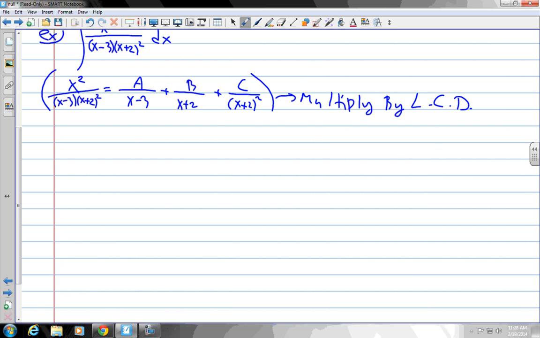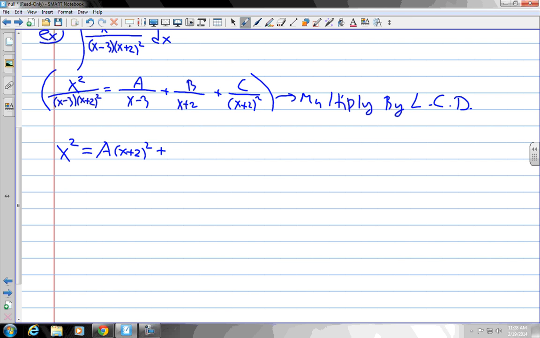So if I do that, everything cancels on the left, just left with x squared. Is that okay? Can we do this mentally? What happens when you multiply a over x minus 3 by the LCD? The LCD squared, right? x minus 3 will cancel. You'll be left with x plus 2 squared times a. So it's a(x plus 2) squared. Is that right?